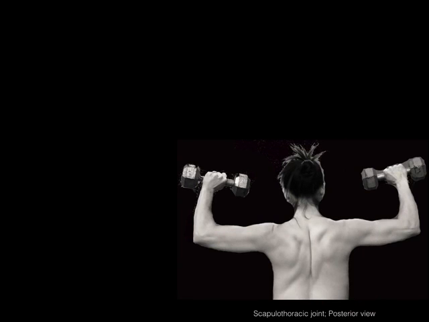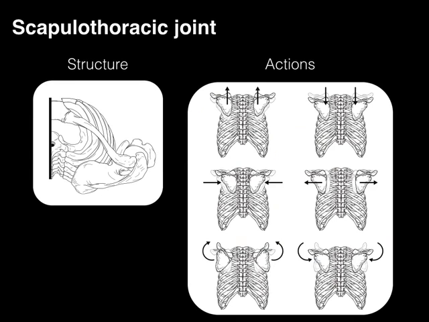Okay, there we go. Now, what we just covered is the structure of that scapulothoracic joint and the accompanying actions of that joint.